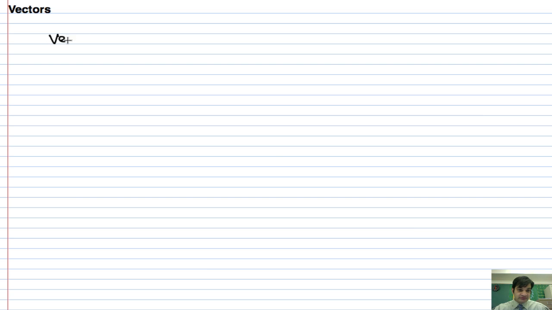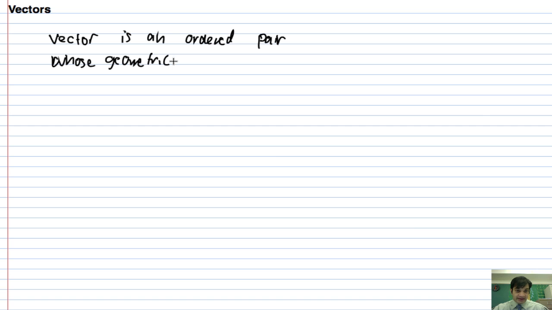So the first definition we have, the Cartesian vector definition, is that a vector is an ordered pair whose geometric representation is an arrow. There's a lot here in this definition. And yes, you are expected to speak this technical language and be comfortable with it. So a vector is an ordered pair whose geometric representation is an arrow. So what does that mean?